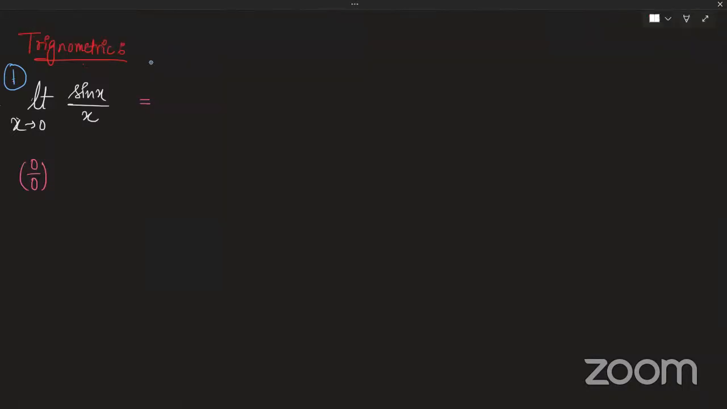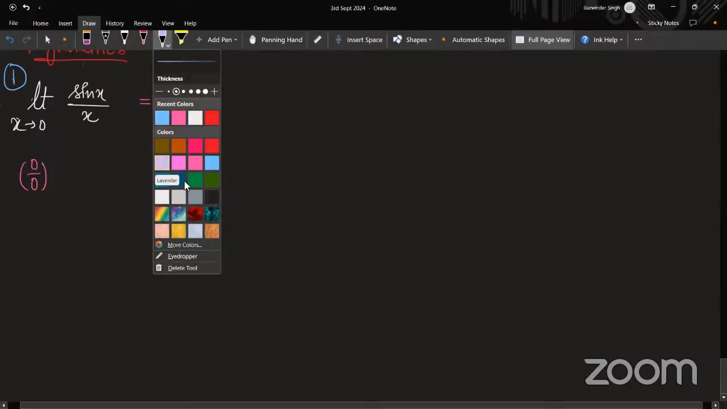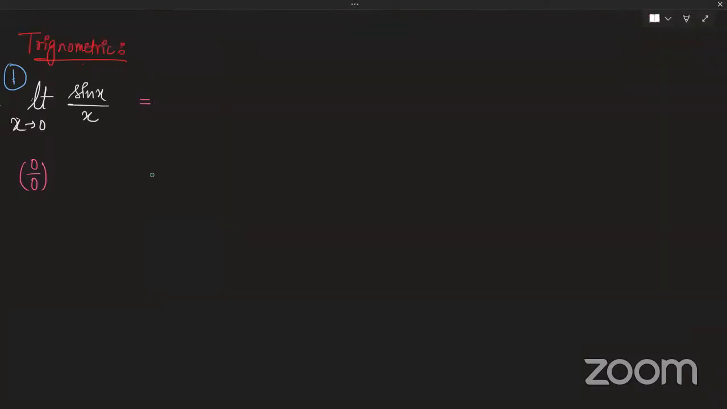So how should we approach this? I have limit x tends to 0 of sin x by x. It is coming out in 0 by 0 form. So how should we derive, approach this? We should multiply and divide by x, sir. Derive, is what I'm asking. Differentiation, you mean? Yes, sir.